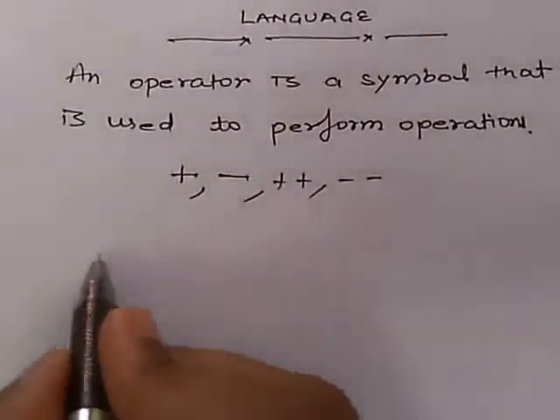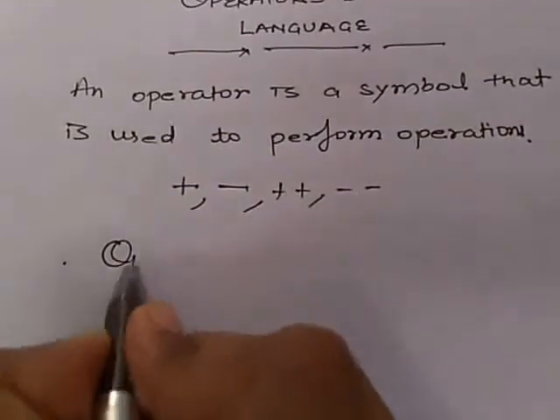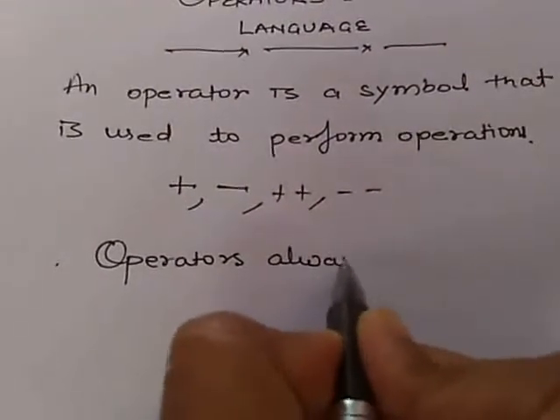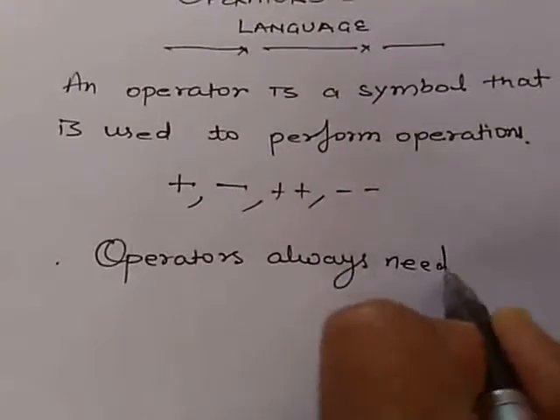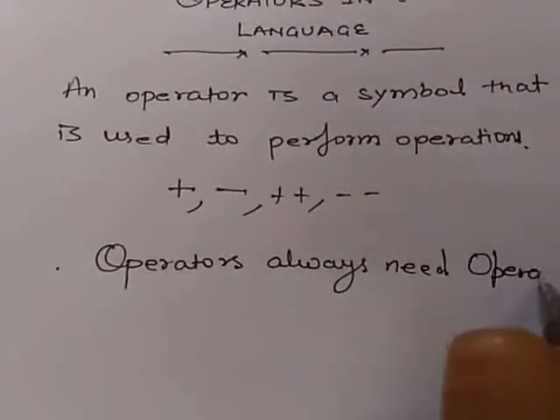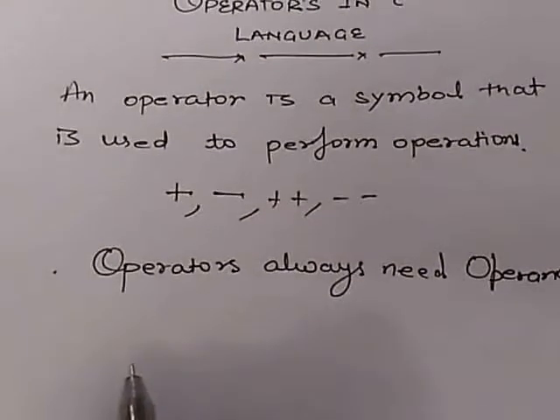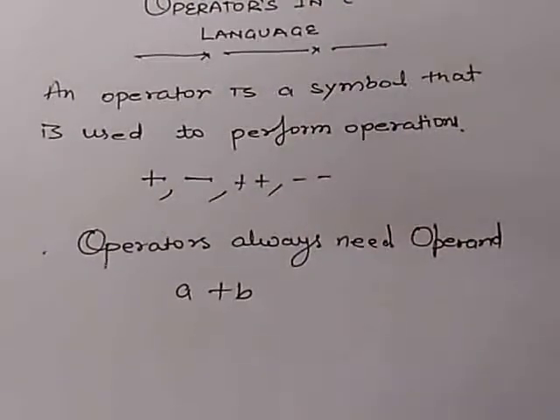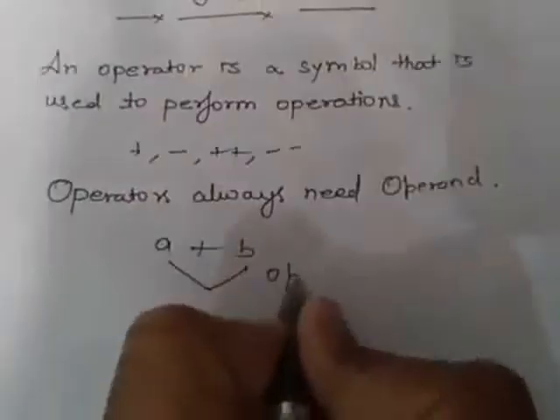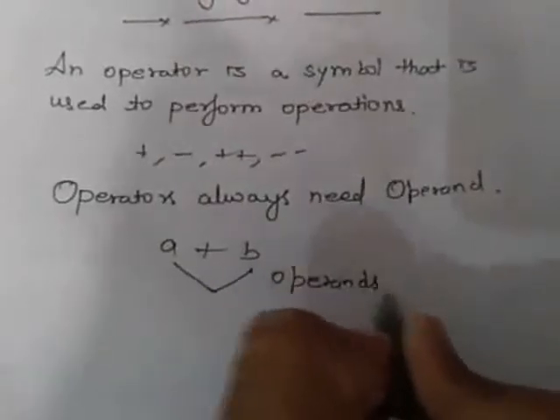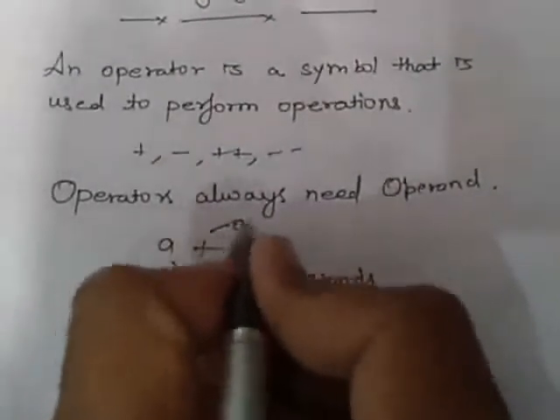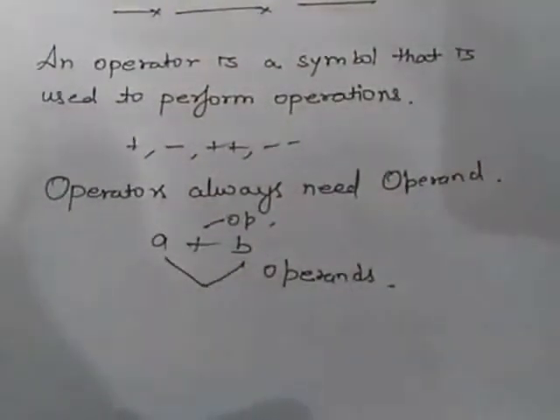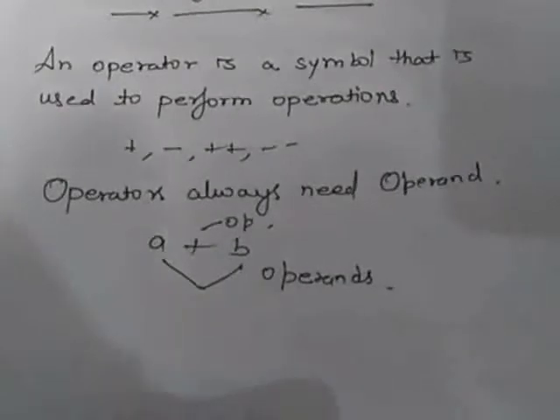Now, in C language, operators always need operands. For example, A plus B. A and B are the operands, and plus is the operator. There are many types of operators like arithmetical, logical, bitwise, etc.